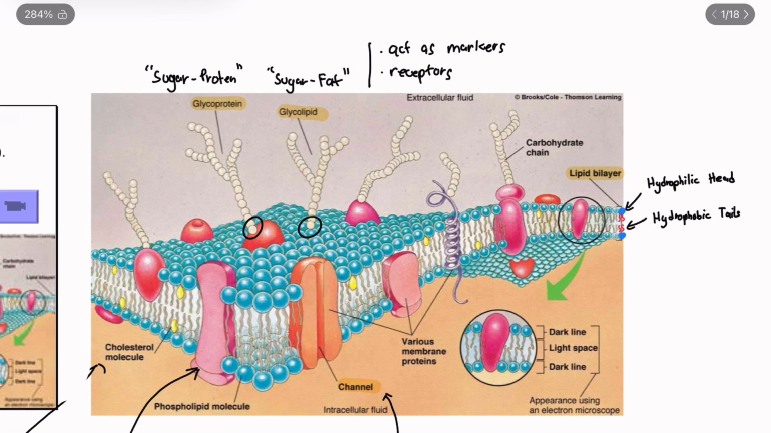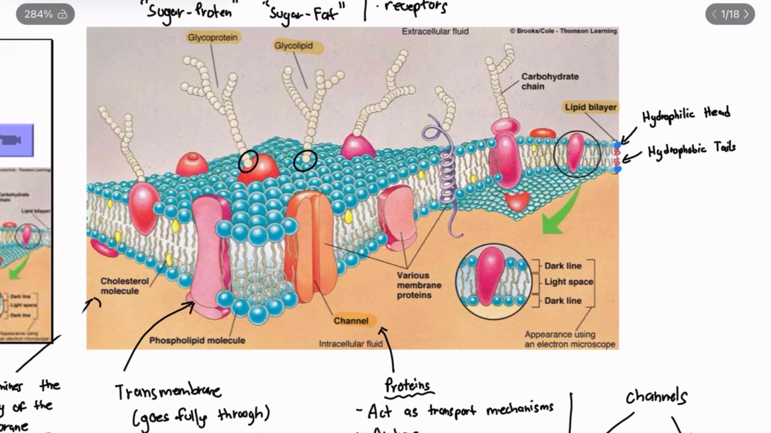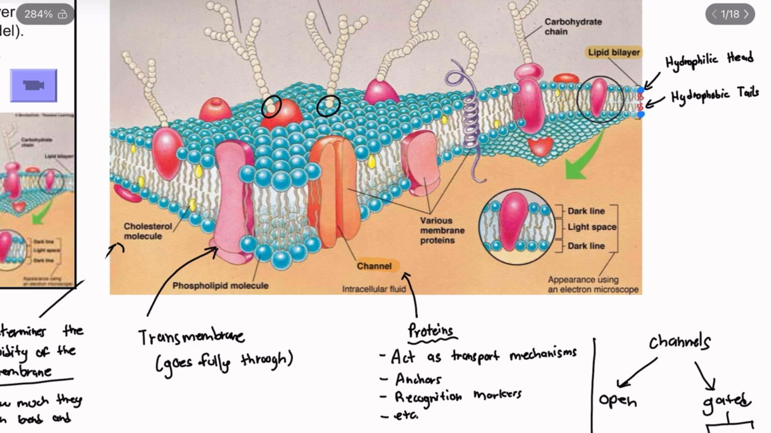So say sodium, for example, comes into contact with the phospholipid bilayer. What would happen is that the sodium would just bounce around until eventually it goes to the channel. Now, what are the channels? Well, channels are proteins. The proteins are embedded within the bilayer, creating a mosaic of molecules with various functions such as transportation, anchors, recognition markers, etc.